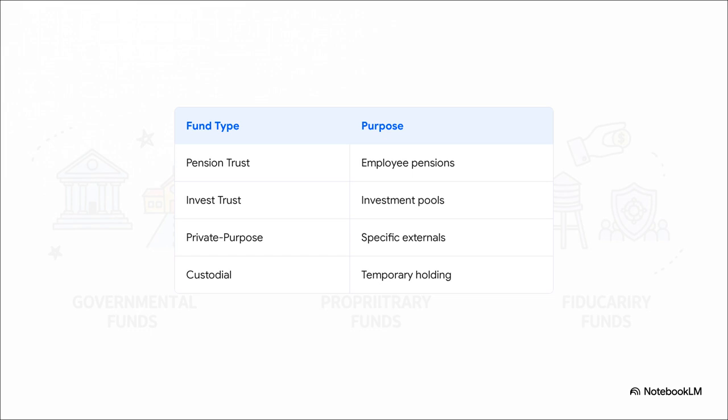Always use the current term, custodial funds. Never use the outdated term, agency funds. Because these assets belong to third parties, they cannot be used for the government's own programs. Therefore, they are completely excluded from the government-wide statement of net position.